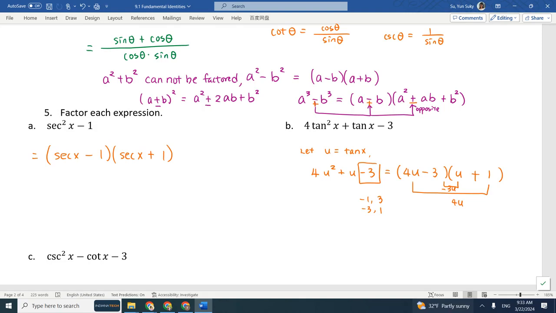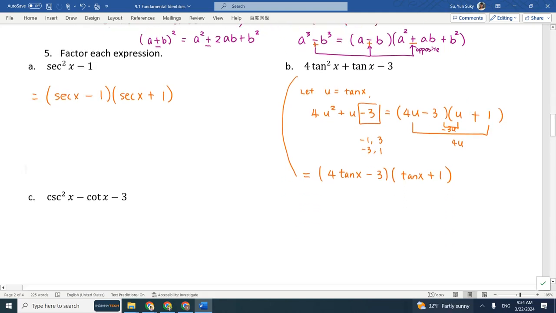Is this how you learned to factor? Feel free to use different methods. There are so many different ways to factor. Therefore, good. We plug the u back. u is tangent x. So if you're familiar with factoring, you can jump from here to here. I'm letting u be tangent x so you get an easier expression, and then you can factor. But it's up to you. You can jump from here to here if you can see how to factor.